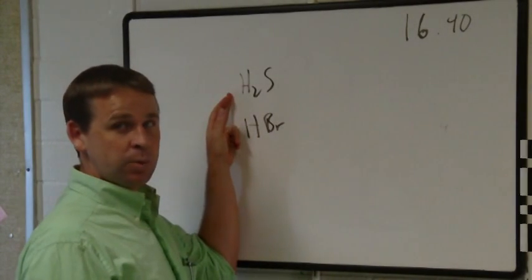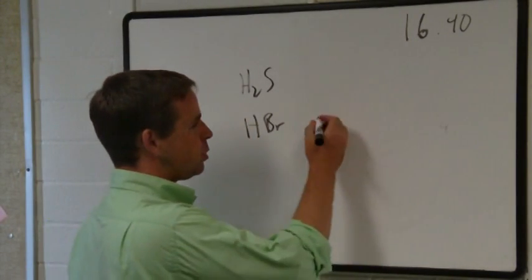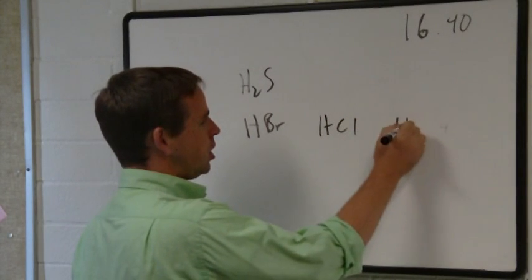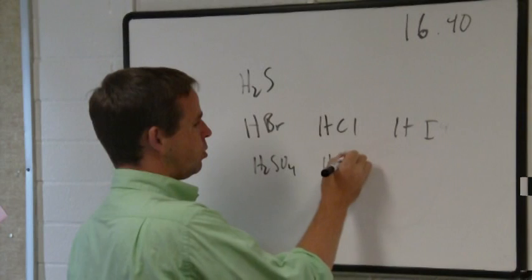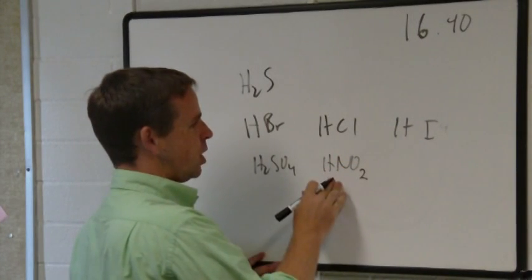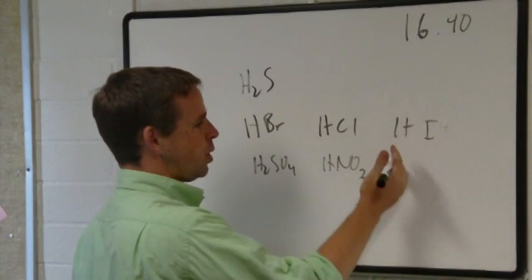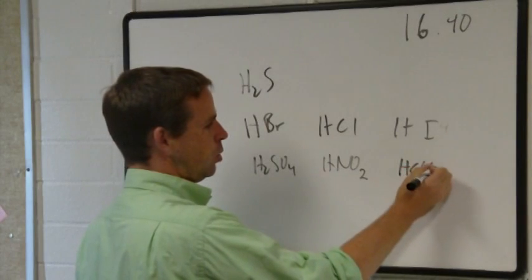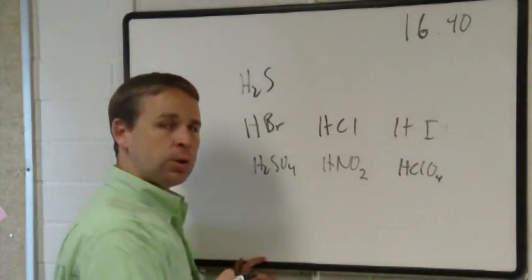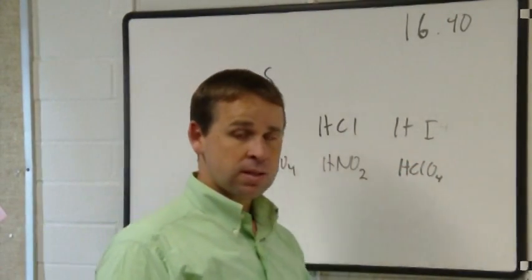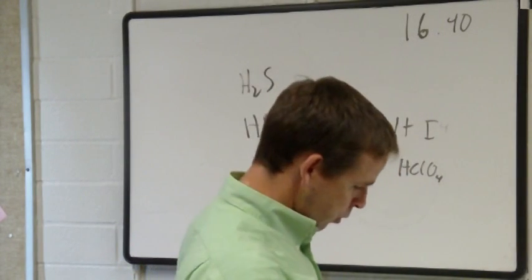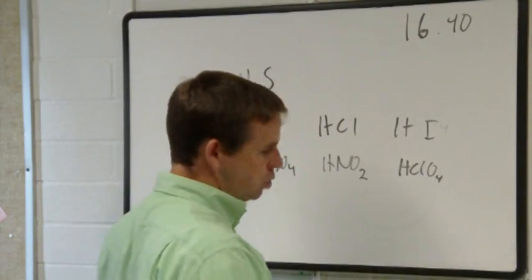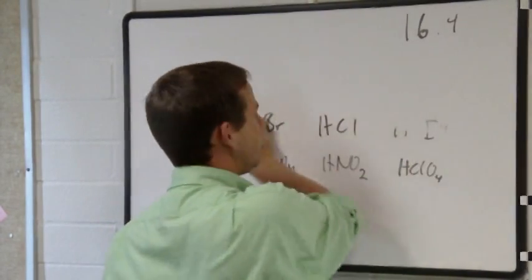H2S is not a strong acid. The 6 strong acids: HBr, HCl, HI, H2SO4, HNO3, sulfuric acid, nitric acid, hydrobromic, hydrochloric, hydroiodic, HClO4 perchloric acid, and chlorous acid in this book as well. All right, 1642.